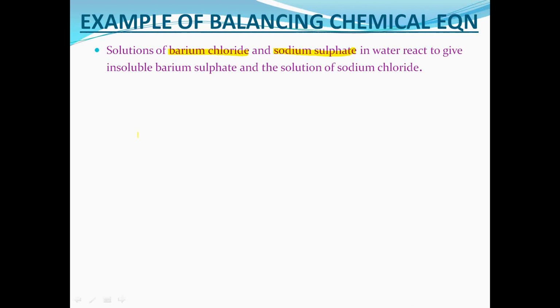Now we can start writing the word equation, that is barium chloride plus sodium sulfate will give us what we are getting. We are getting insoluble barium sulfate. Now what do we mean by insoluble? That we will also discuss at the end of this slide. And the solution of sodium chloride. So our products are barium sulfate and sodium chloride.